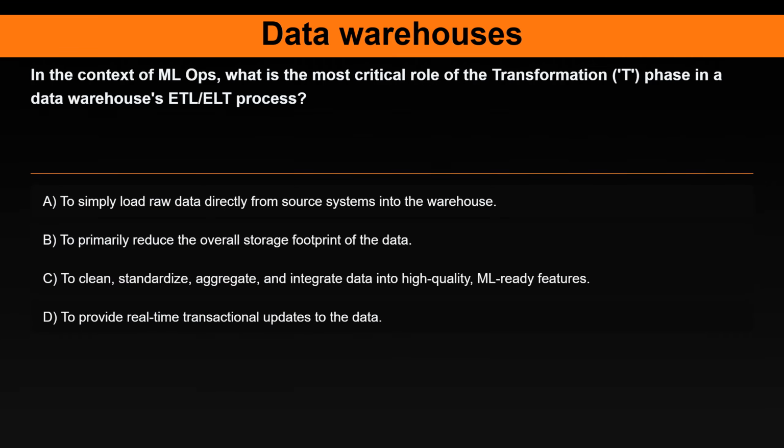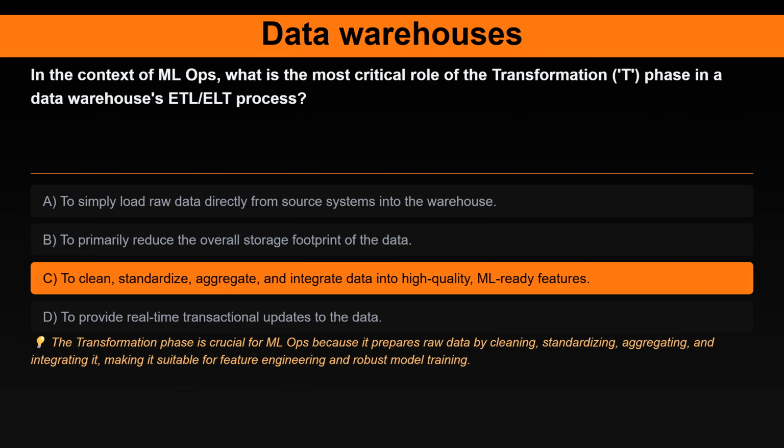Question 14. In the context of ML ops, what is the most critical role of the transformation phase in a data warehouse's ETL/ELT process? Option A, to simply load raw data directly from source systems into the warehouse. Option B, to primarily reduce the overall storage footprint of the data. Option C, to clean, standardize, aggregate, and integrate data into high-quality, ML-ready features. Option D, to provide real-time transactional updates to the data.